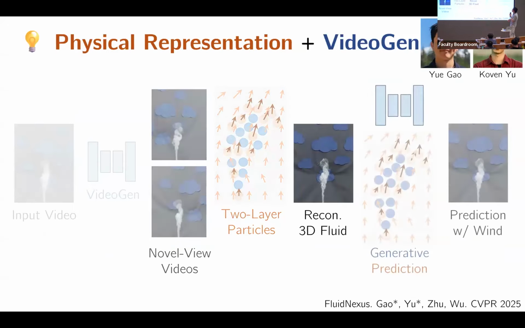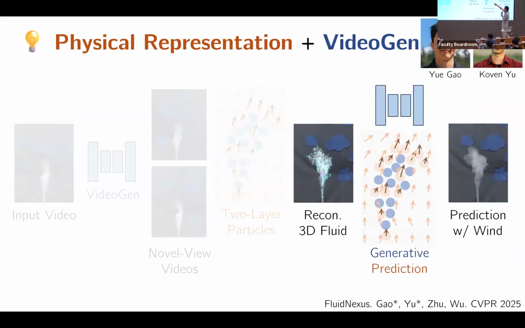Okay, and finally, once we have the reconstructed fluid fields, how can we do predictions? One idea is you directly take the estimated appearance particles and velocity particles and just run physical simulation. But you have the same problem. That is, if you do many steps of forward predictions, it just looks very blurry.